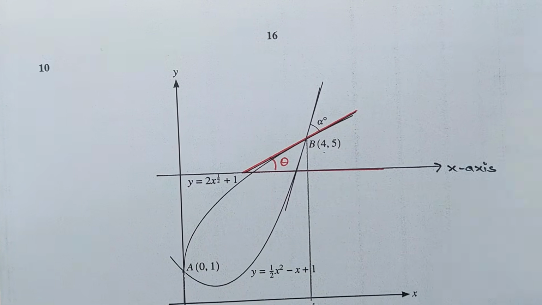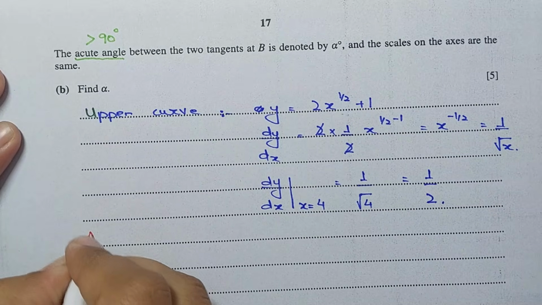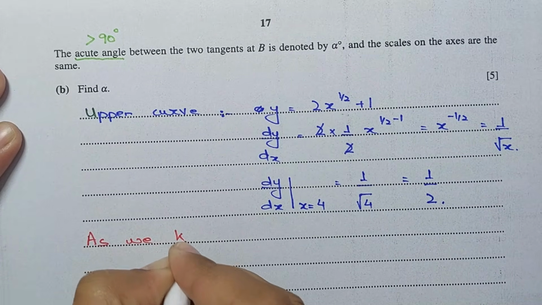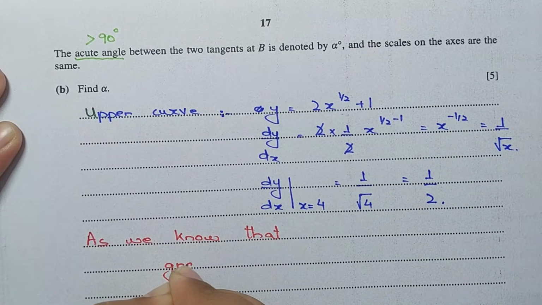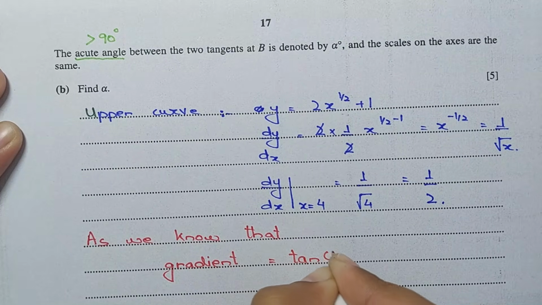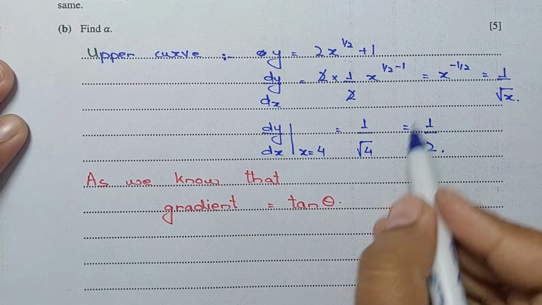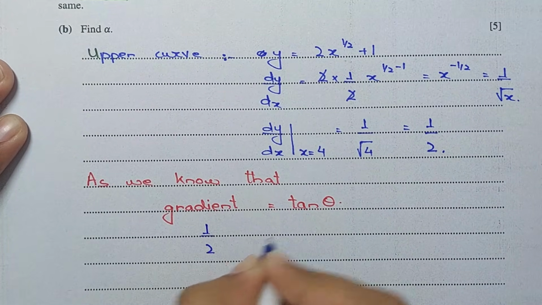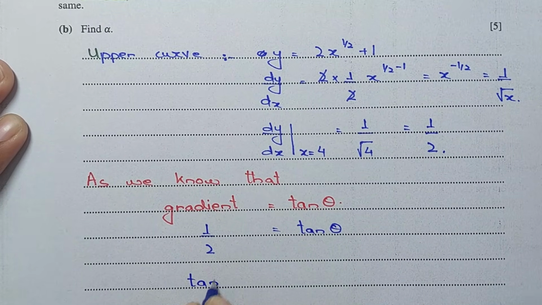We know that the gradient is always equal to tan theta. So the gradient of the upper curve we have done, which is 1 by 2. So 1 by 2 is your tangent theta, or we can say tangent inverse of 1 by 2 is your theta. For the upper curve we can use the number 1.